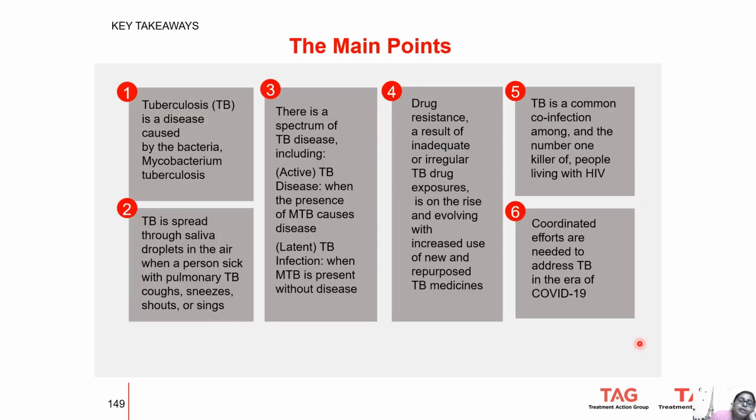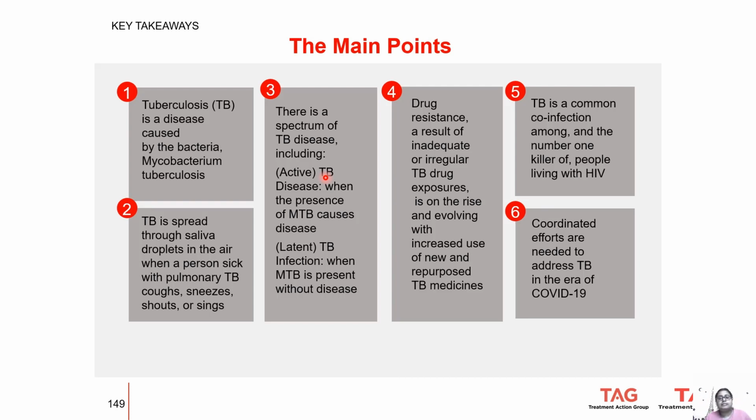So what are the main points, the key takeaways? Tuberculosis is a disease caused by the bacterium Mycobacterium tuberculosis. It spreads through saliva droplets in the air when a person sick with pulmonary TB coughs or sneezes. There is a spectrum of TB disease, including active TB disease, when the presence of MTB causes disease, or latent TB infection, LTBI, when MTB is present without the disease.